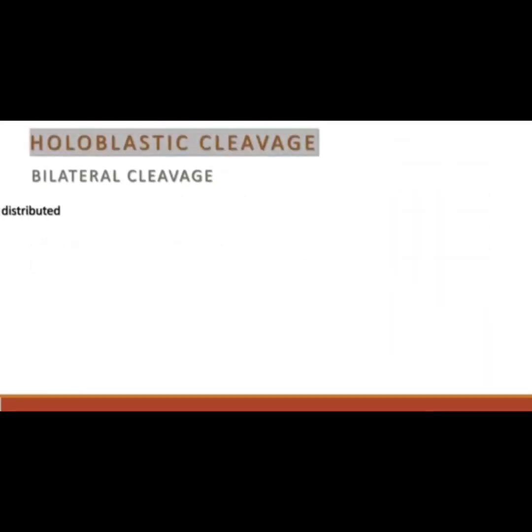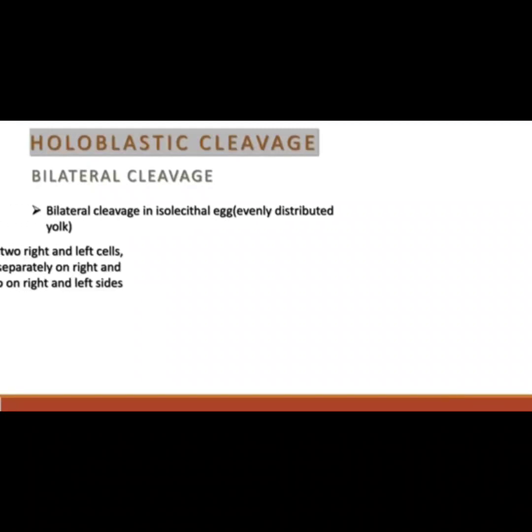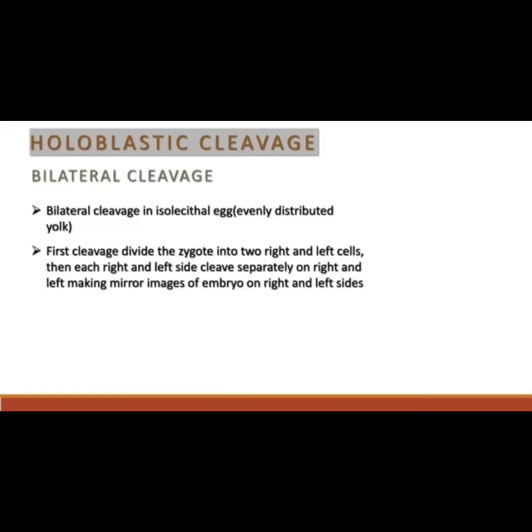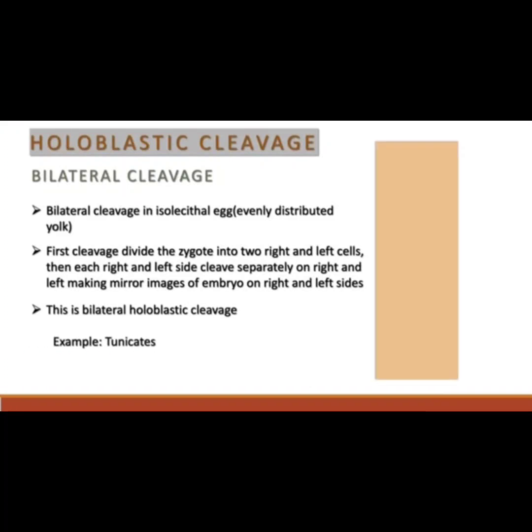Bilateral cleavage. Bilateral cleavage occurs in isolecithal eggs. The first cleavage divides the zygote into two right and left cells, then each right and left side cleaves separately on right and left, making a mirror image of cells on the left and right sides. This is bilateral holoblastic cleavage. Example, tunicates.